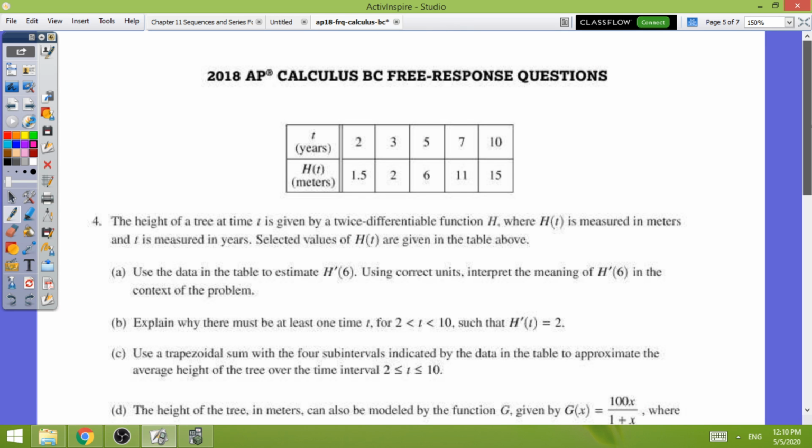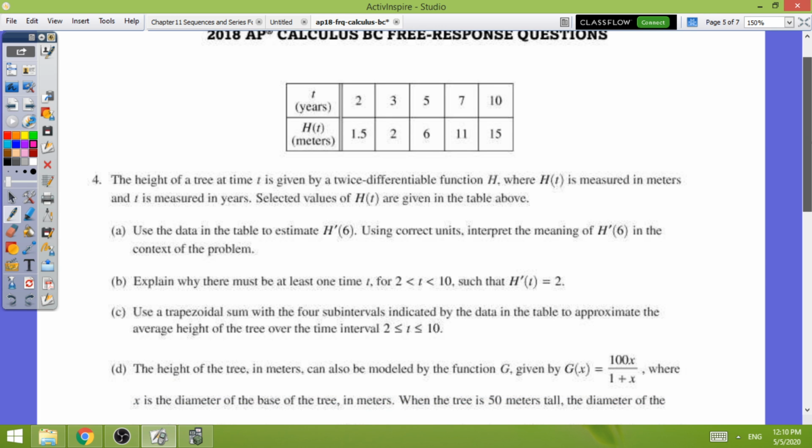Oh, the table. This one is one of the classic ones. Okay, so now we'll look at the given table. This one shows the time versus the meters, h of t. The height of a tree at time t is given by a twice differentiable function h, where h of t is measured in meters and t is measured in years. Select values of h of t are given in the table above. Use the data in the table to estimate h prime of 6. Using correct units, interpret the meaning of h prime of 6.